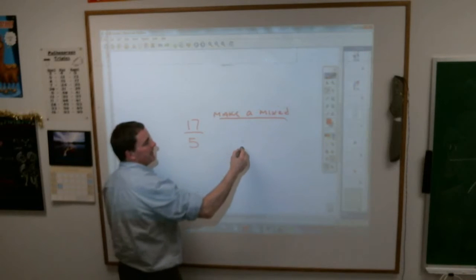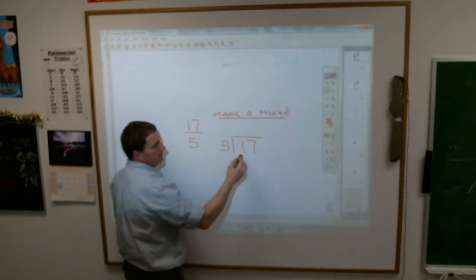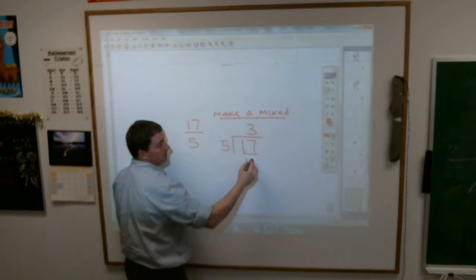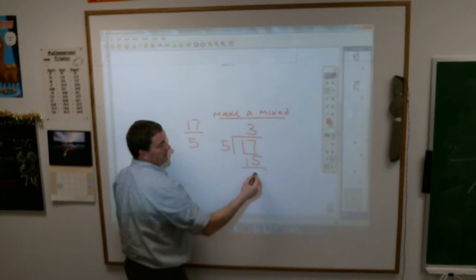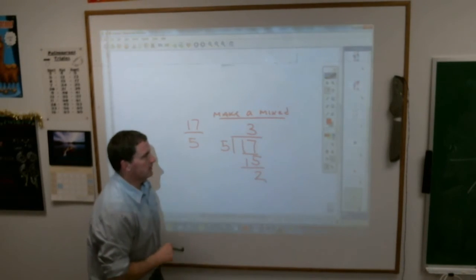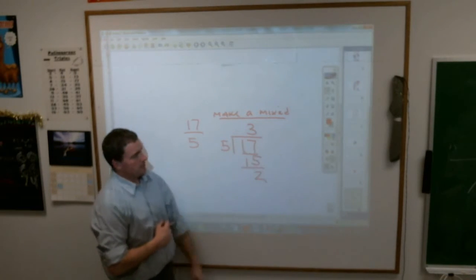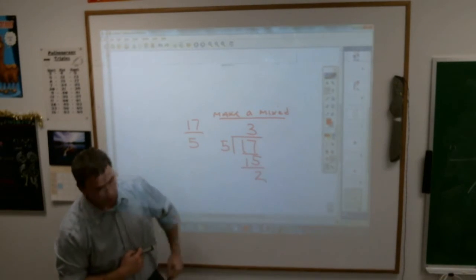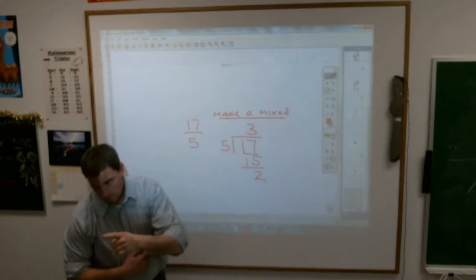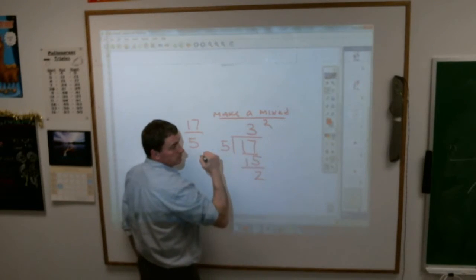17 divided by 5. 5 goes into 17 3 times. That's my whole number. And then what do I do with this leftover here? I can't put remainder, so I'm making it a mixed number. It has to be a fraction. Jenny, what do I do with this 2? You put it up by the 3 and make it a fraction of the 2/5.